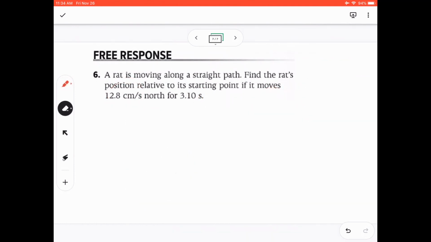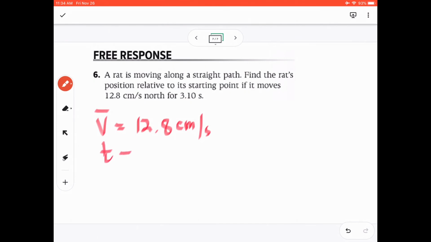Question number 6. A rat is moving along a straight path. Find the rat's position relative to its starting point if it moves 12.8 centimeters per second north for 3.10 seconds. The given here is the average velocity, equal to 12.8 centimeters per second, and the time interval, equal to 3.10 seconds.